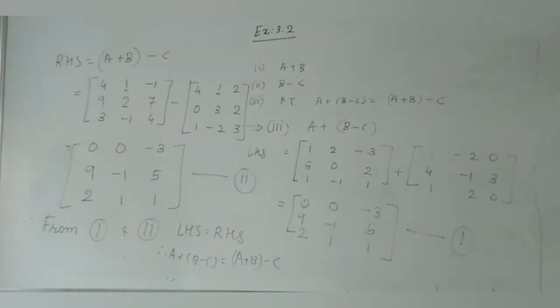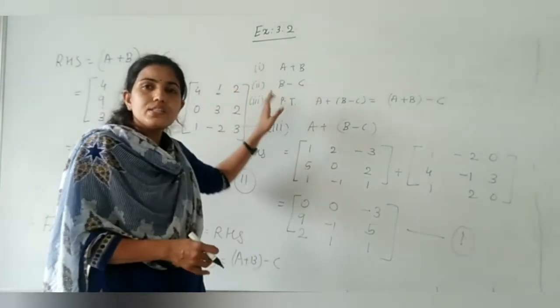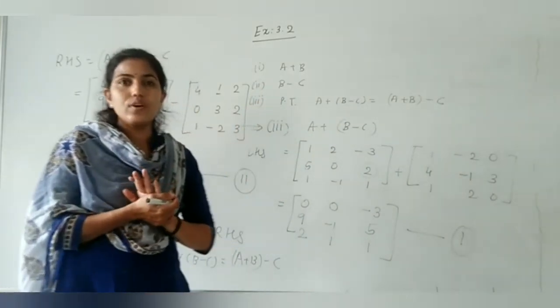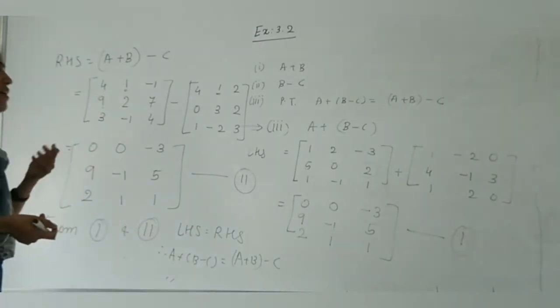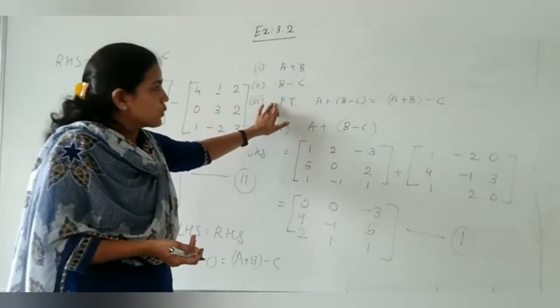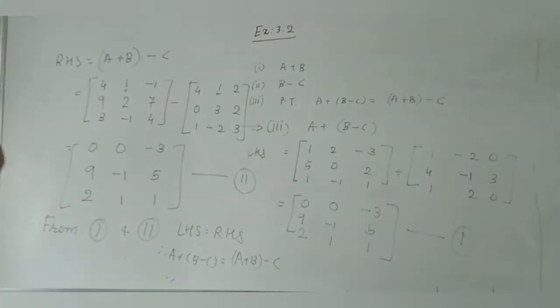In the third one, the question given is find A plus B minus C and verify. These are 1, 2, 3. Like this they have given, but as we know, verify means we have to prove. So that's why I have taken LHS and RHS separately and found. Okay students, so this is your question number 4. So let me find out question number 5.